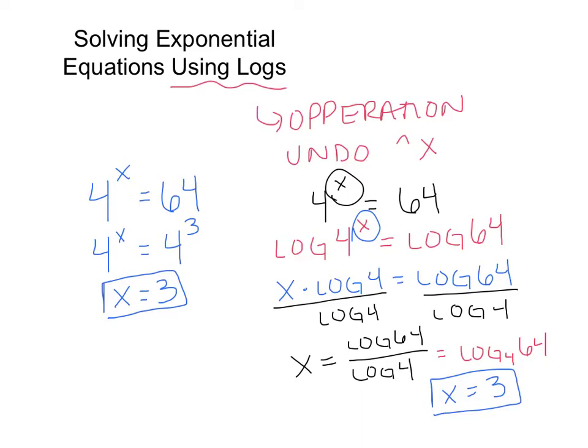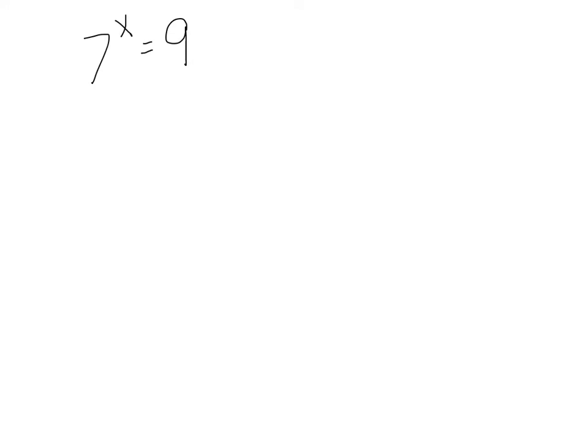So when we take the log of both sides, we're just using an operation that undoes raising something to the power of x. Now this one was kind of nice because we could solve it using common bases. Let's look at some examples where we don't have common bases. 7 to the x equals 9. There's no way you can write 7 and 9 with a common base.